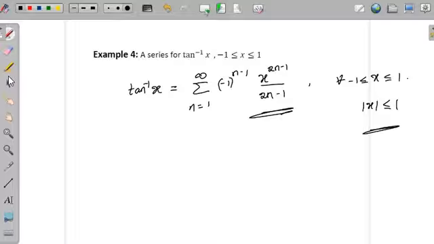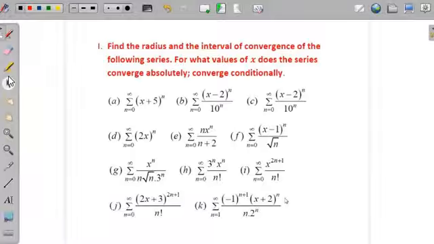Okay. So now I want to move to some problems on power series. You can see that. Find the radius and interval of convergence of the power series. For what values of x does the series converge absolutely? Converge conditionally? All this you need to find. So the first one I hope we can do very easily because it is a geometric series. Anyway, let me quickly do all of these problems.